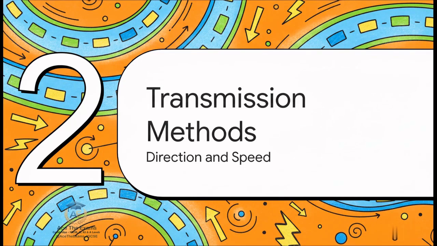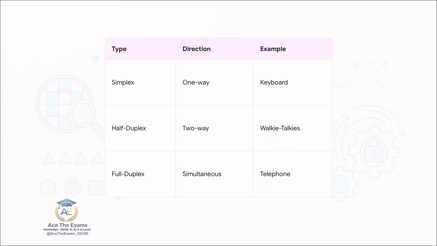Moving right along to Section 2, methods of transmission. So our data is neatly packed and ready to go. Now let's explore the different digital highways these packets can actually use to travel. This is all about direction and speed, and you'll definitely want to memorize this breakdown for your exam. We have three main types of transmission. Simplex is one way only. Think of a keyboard sending data to a monitor. The monitor doesn't type back.